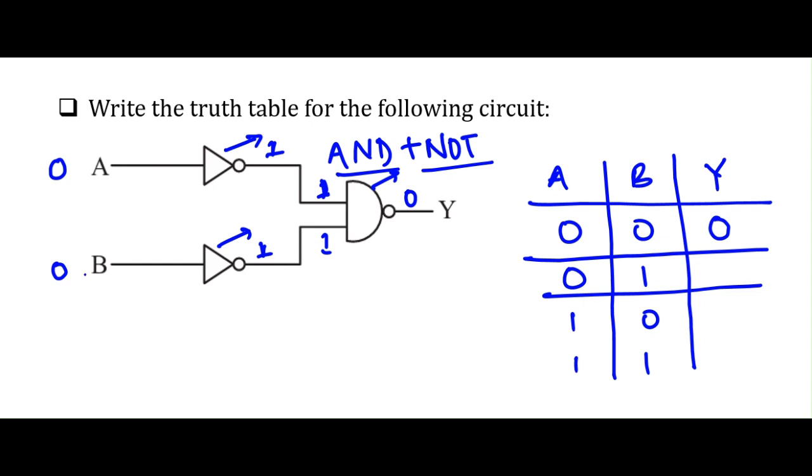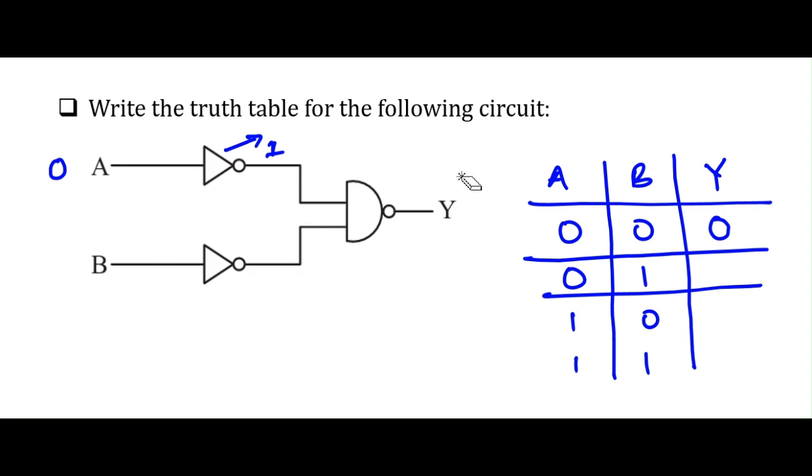Next combination is 0 1. So at terminal B we can feed 1. So let's check what is the output we are getting. So 0 and 1 here. This will be 1, this will be 0, 1, 0. For the AND gate, 1, 0 will result into 0, but there is a NOT gate. So at the end, we will get 1. So here we can write 1.